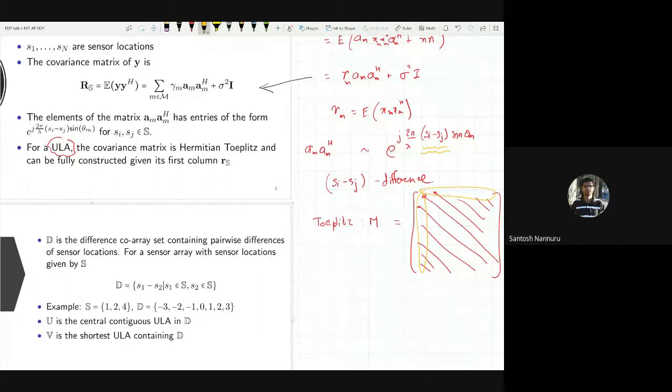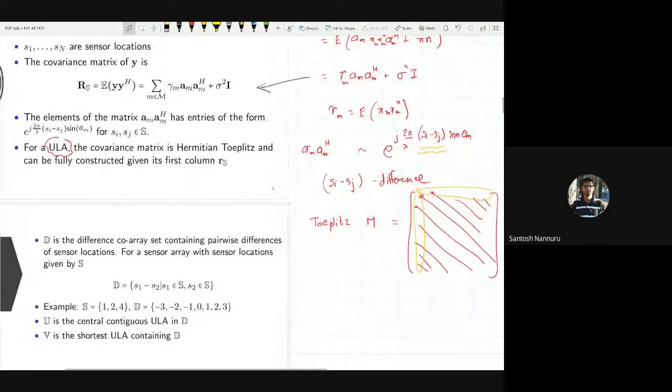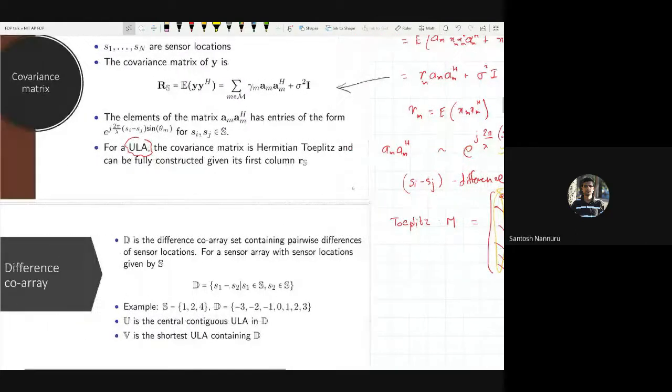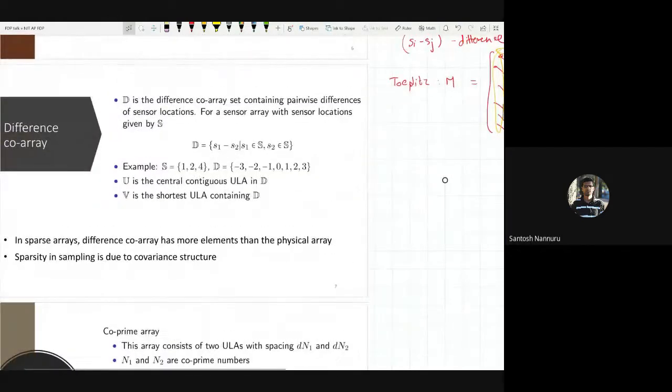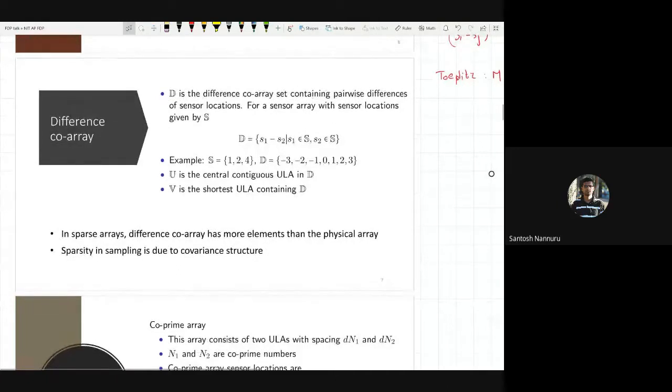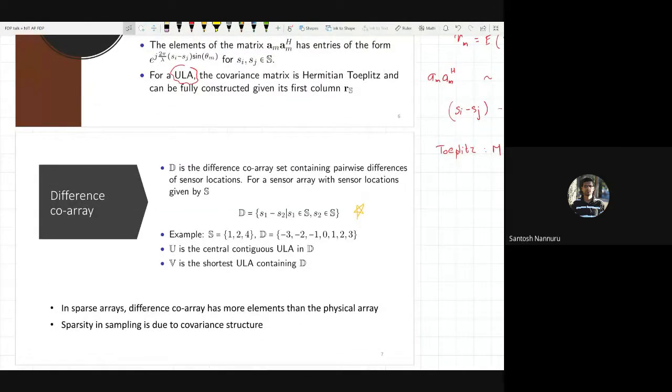So this is the structure a ULA has. What is important to note here is that this difference of sensor positions appears in this. This is called the difference coarray. The difference coarray is defined as follows: it is the set of all pairwise differences of the sensor locations. You take all s_i minus s_j, or s_1 minus s_2, where both s_1 and s_2 are in your sensor location set. This script S, or blackboard S, is the set of all sensor locations. You take all differences and keep them in a set.